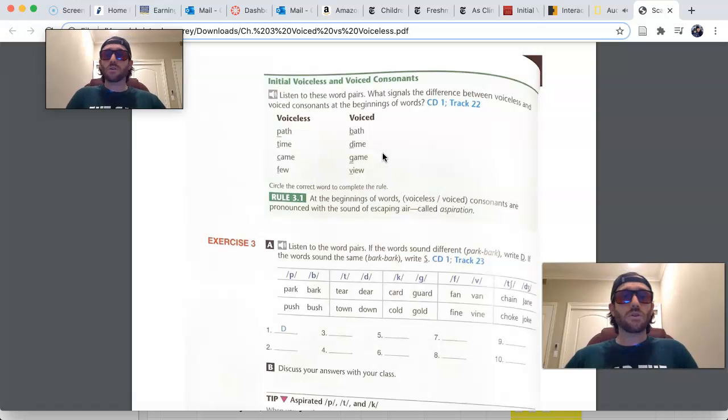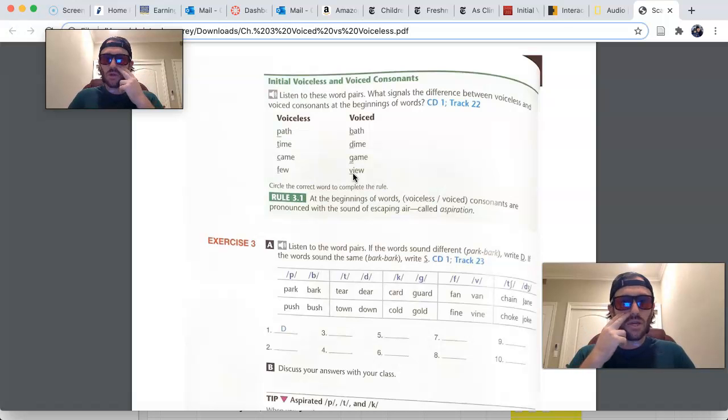Now again, we're only focused on those initial consonant sounds. P, path, b, bath. T, time, d, dime. K, came, g, game. F, few, v, view.